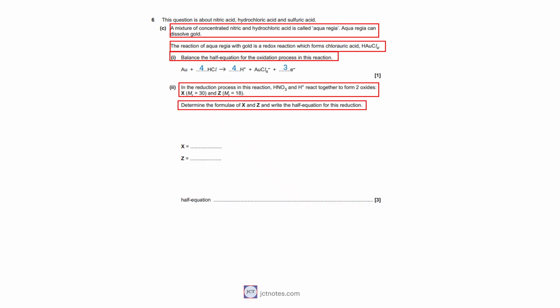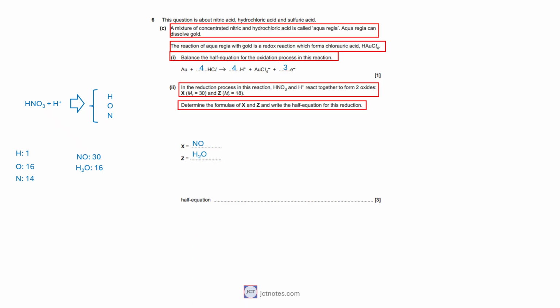As we have nitric acid and hydrogen ions, the atoms involved in the reaction are hydrogen, oxygen, and nitrogen. Using their relative atomic masses, hydrogen equals 1, oxygen equals 16, and nitrogen equals 14, we can work out the identities of the compounds. For X, the only oxide with a relative molecular mass of 30 is nitrogen monoxide. For Z, the only oxide with a relative molecular mass of 18 is water, which can be considered hydrogen oxide. Therefore, X is nitrogen monoxide and Z is water.